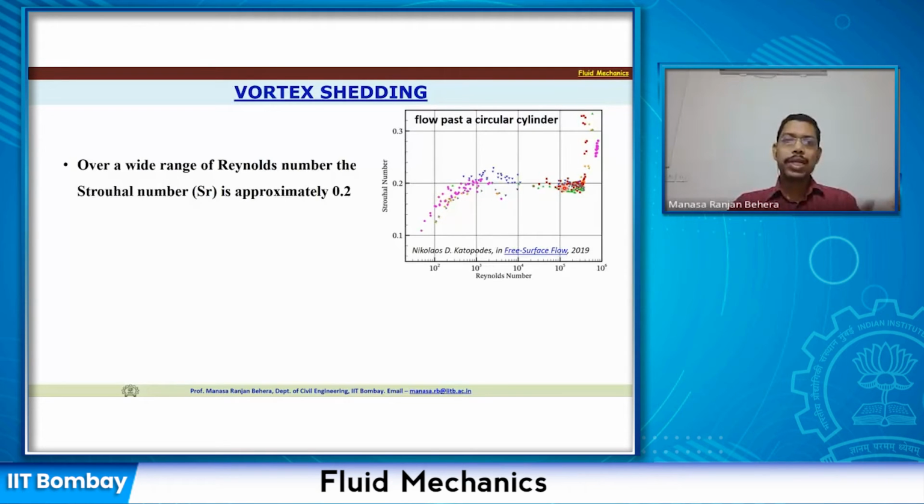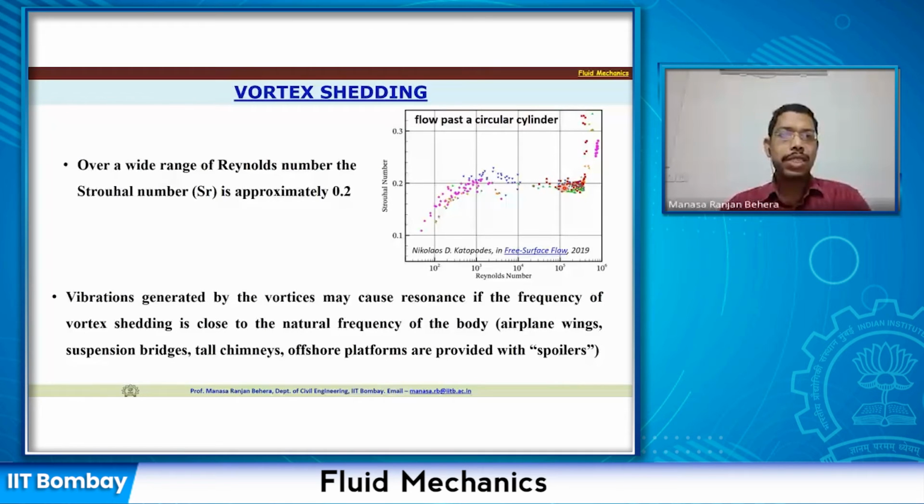So now let us look at some more concepts. The vibrations generated by the vortices may cause resonance if the frequency of vortex shedding is close to the natural frequency of the body. That is, we have airplanes, suspended bridges where due to wind load there could be vibrations, tall chimneys, and offshore platforms in the ocean which encounter wave forces as well as wind loads, and we usually provide spoilers. These are some kind of disturbing elements for the flow.